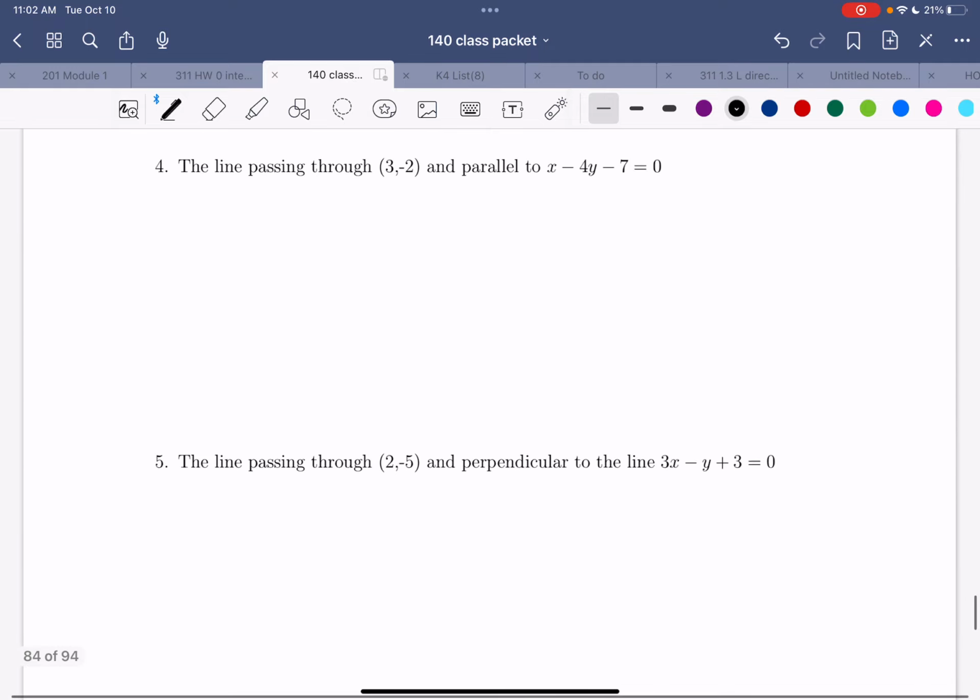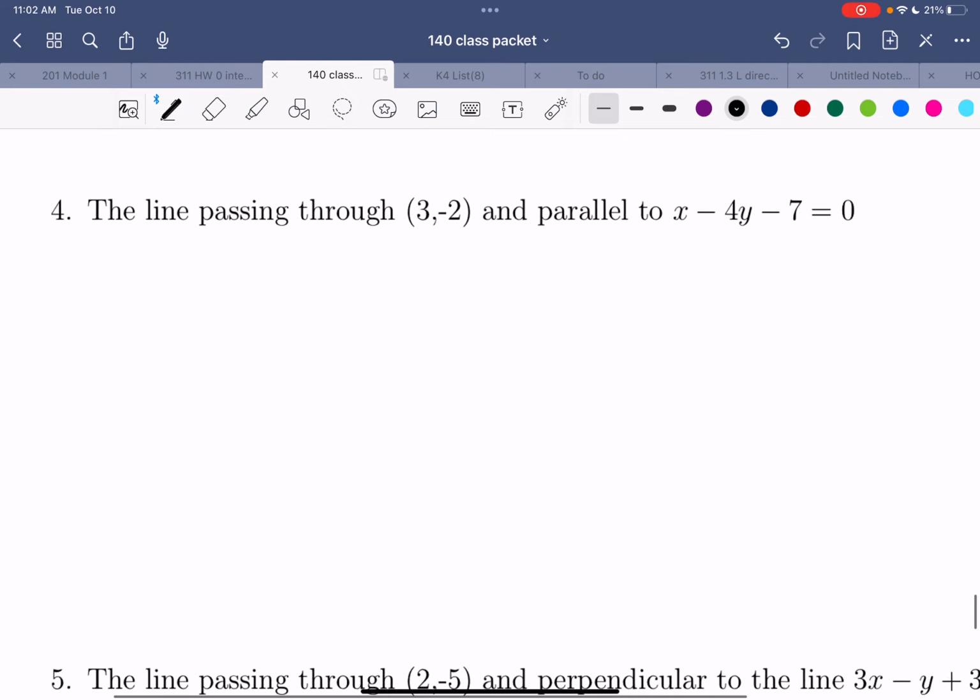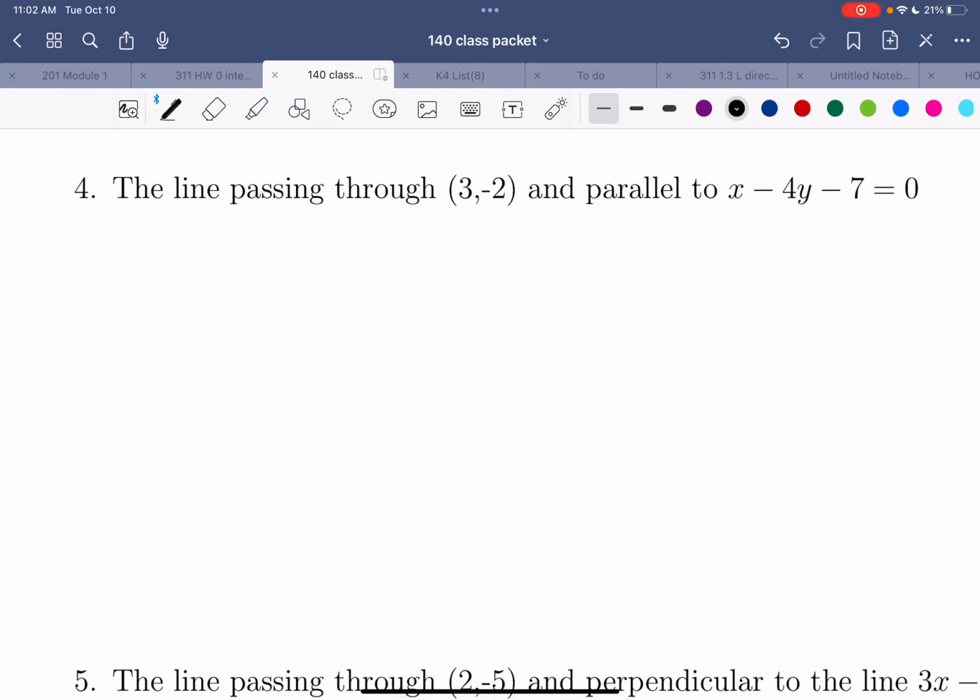And all right, the last 2 here are going to talk about using parallel and perpendicular. So in number 4, remember we need the slope of the line and a point. We have the point because they're going to tell us where they want us to put it. And they're going to tell us it's going to be parallel to this one. So we know that parallel lines mean they have the same slope. So if I can figure out the slope of the line they're talking about, then I can use that same slope for my line, okay?